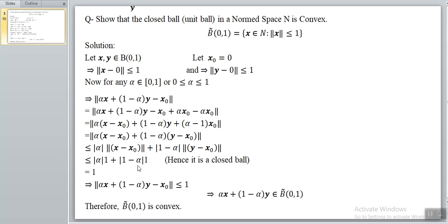So you can see that if I multiply these terms and take their sum, it gives me 1, which certainly proves that it is a convex ball, because it belongs to the space inside the ball. And that's all about my question. Thank you very much.